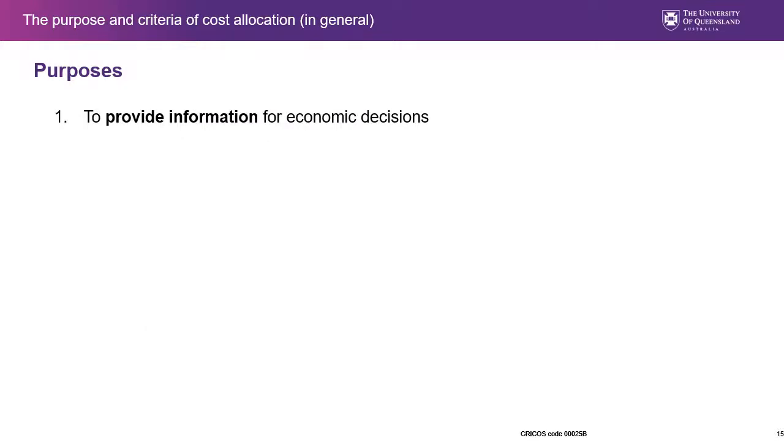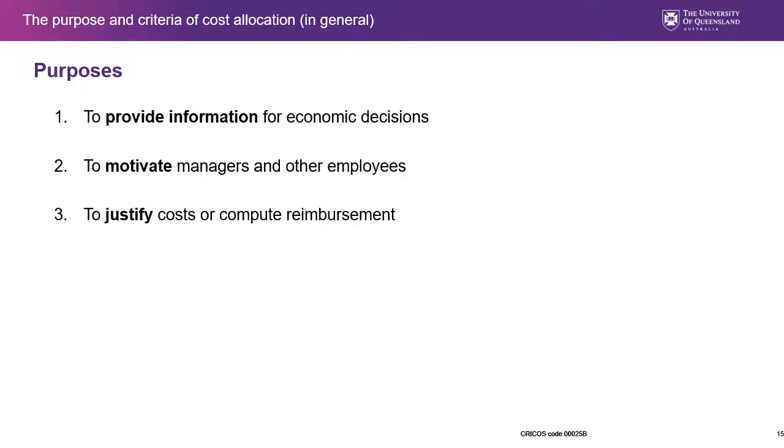So the purposes of cost allocation is to provide information for economic decisions. We want information about what it costs us to produce our product. We want to be able to use this information to motivate managers and other employees to make decisions that will mean that we are more efficient at producing our product. And we also need this information to justify our costs and compute reimbursement.